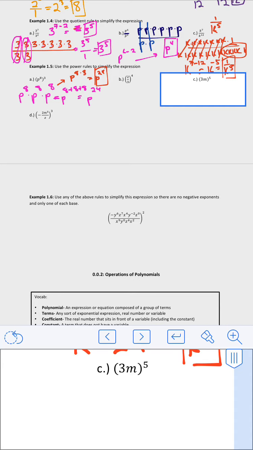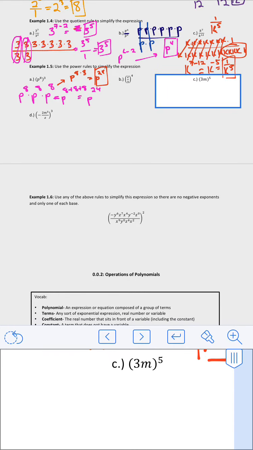We have 3m to the 5th. My first question for you is, does that 5th apply to the 3? Does it apply to the 3? Talk about it if you don't remember. It does apply to the 3. Hopefully you had time to talk about that.